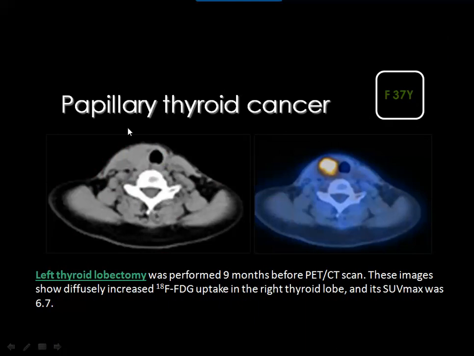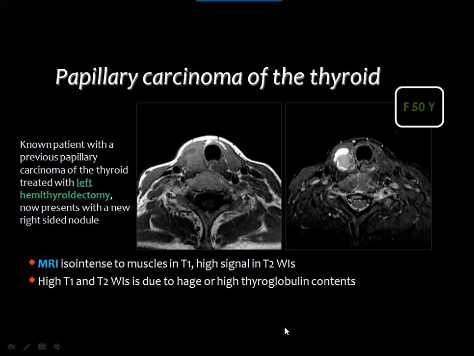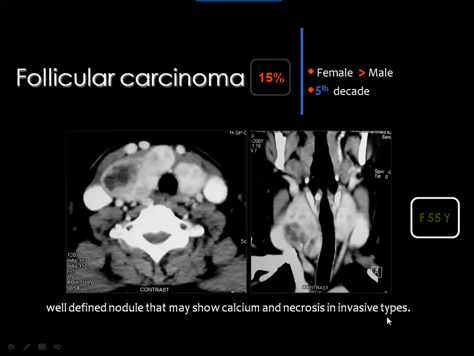And this is an example of papillary thyroid cancer by CT without contrast, and the PET scan showing very much increased uptake inside the lesion. This is a case of MRI T1 weighted image and T2 weighted image showing a papillary thyroid carcinoma in a thyroid cyst, and you see the solid component is large. It was biopsied and proved to be a papillary thyroid carcinoma.